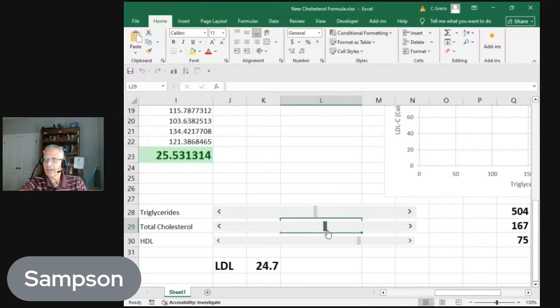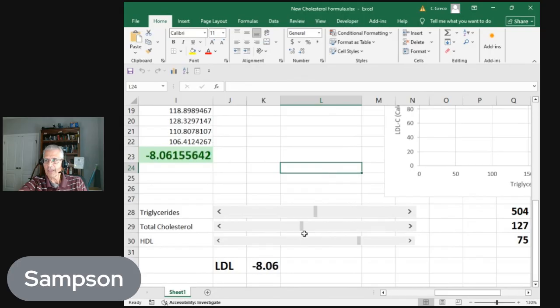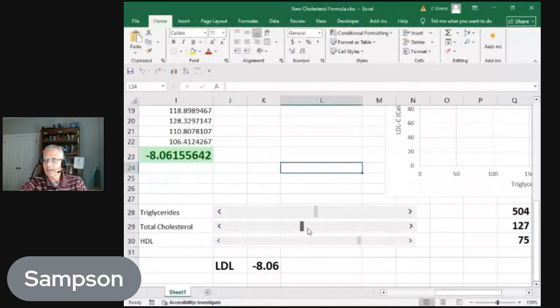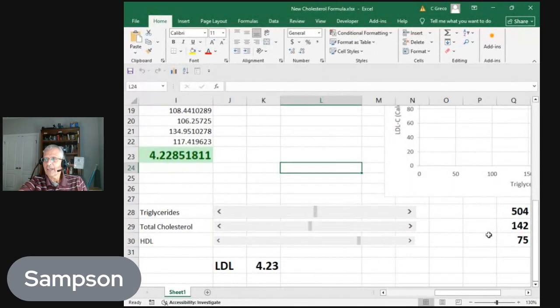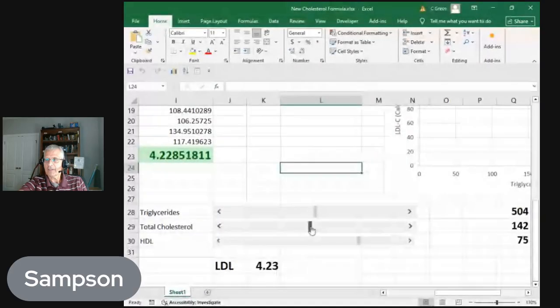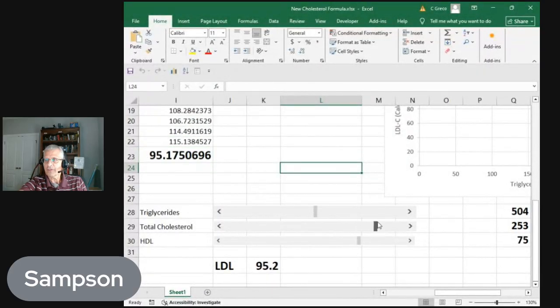any of this area. You don't have to do separate ones for every one, it's just a pain. I mean, you have a triglyceride of 504, and your total cholesterol is 142. You have an LDL of 4. I mean, you can get almost ridiculous with this stuff.